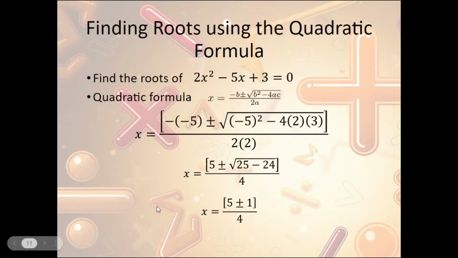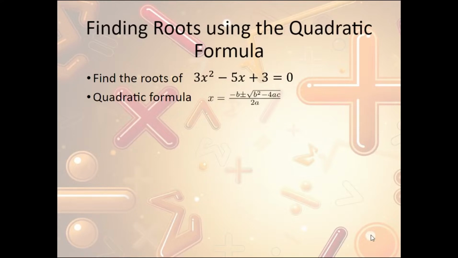So now we're going to go ahead and solve this. So this is 5 plus 1, which is 6 over 4. 6 over 4 is equal to 3 halves. And then we do it again. 5 minus 1 is 4 over 4, which is equal to 1. So our roots for this one would be 3 halves and 1.